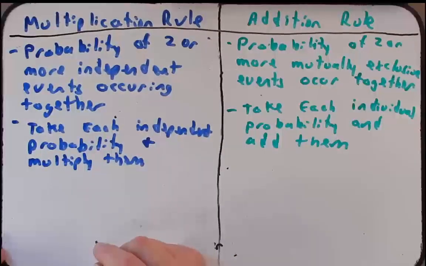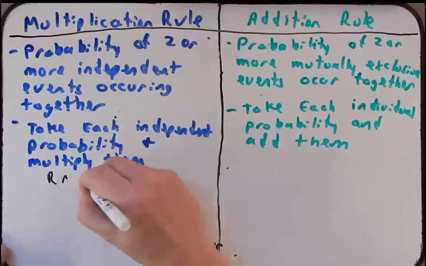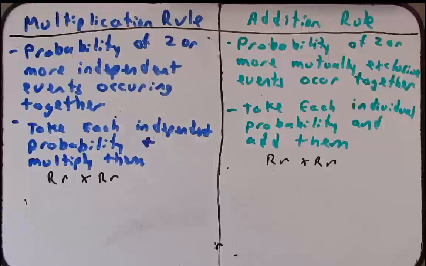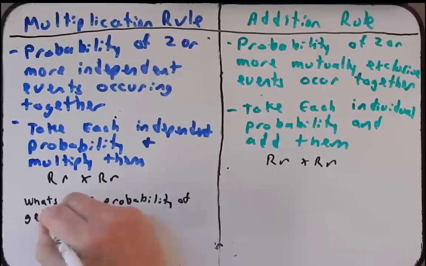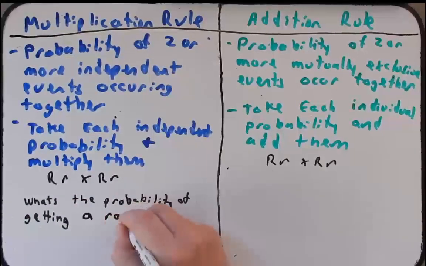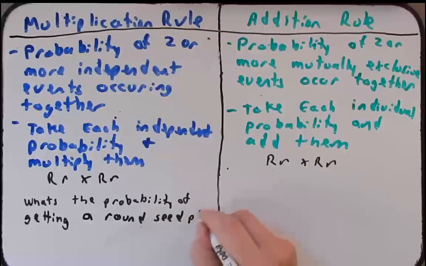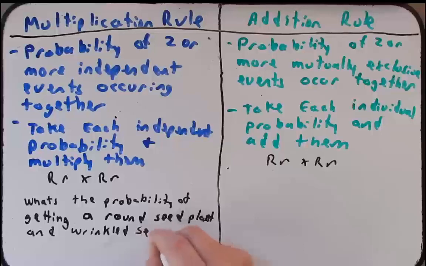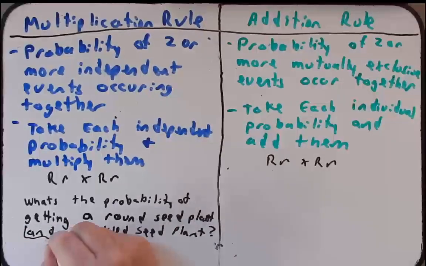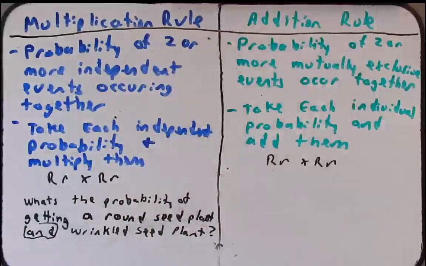And we'll stick with our favorite cross here, big R, little r times big R, little r. So let's use the multiplication rule with this monohybrid cross. What's the probability of getting a round seed plant and a wrinkled seeded plant? Again, we see this word "and," so that's a cue that we're going to use the multiplication rule.